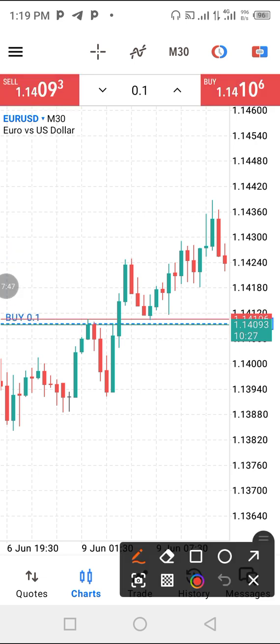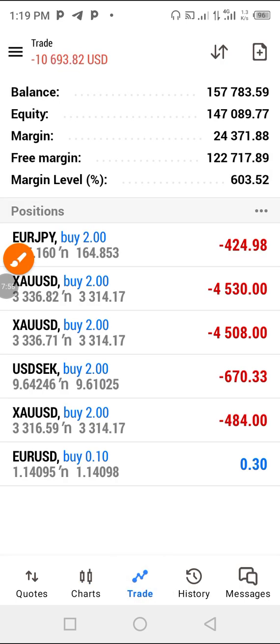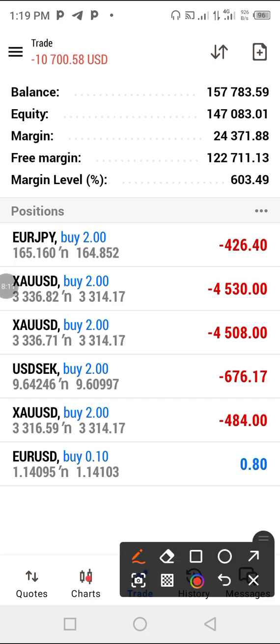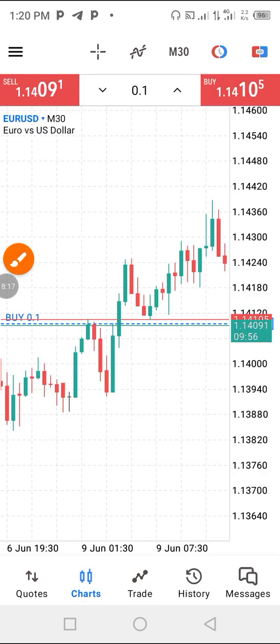Yes, finally, let me talk about lot sizes. Before I talk about lot size, let's go to the trade I took. Now, I took a trade the other time. Now we are in profit. Okay, we are fluctuating between profit and loss. Now, the lot size means the amount. I think it was 0.1. Let me be sure. Let me go back. Okay, we are on 0.1.